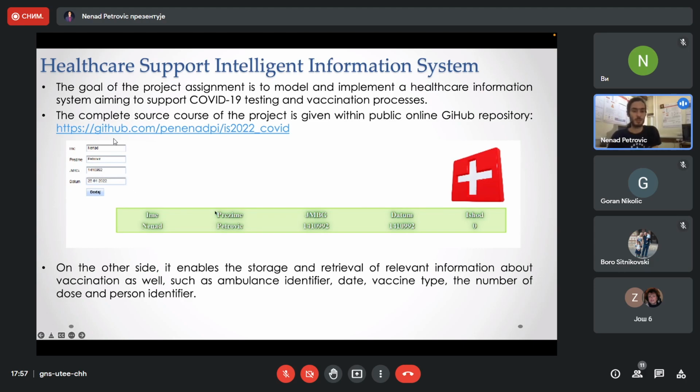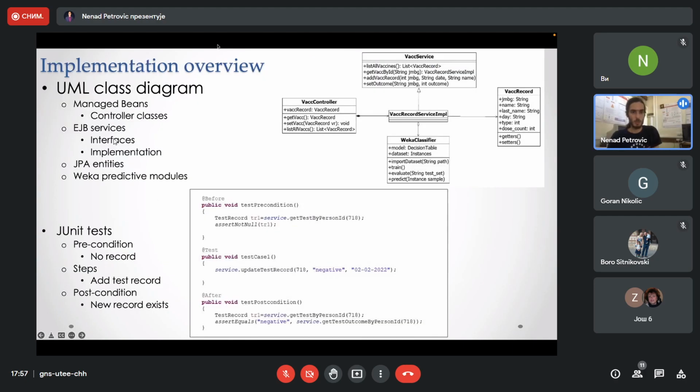This page is implemented using Java Server Faces technology, and the data visualized here is actually retrieved from a MySQL database. Moreover, here is an overview of the business logic layer implementation on the upper part of this slide. This is an illustration of the architecture using the example of vaccination records. So we have so-called Enterprise Java Bean classes.